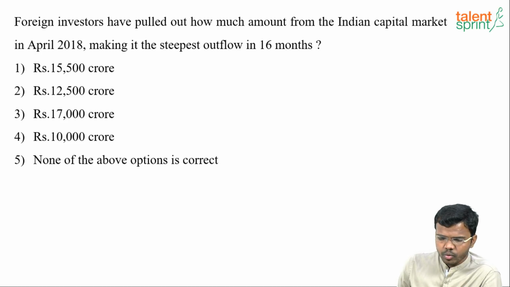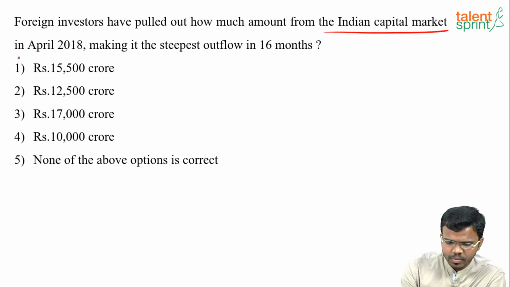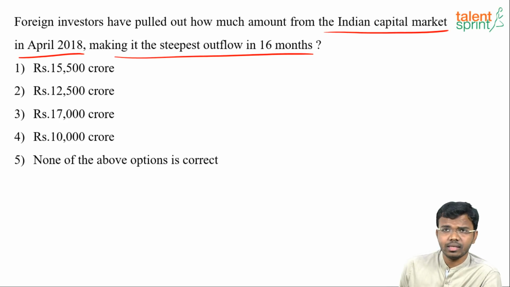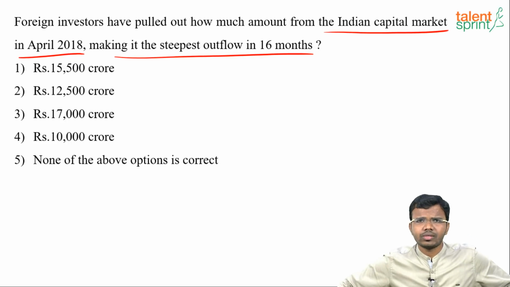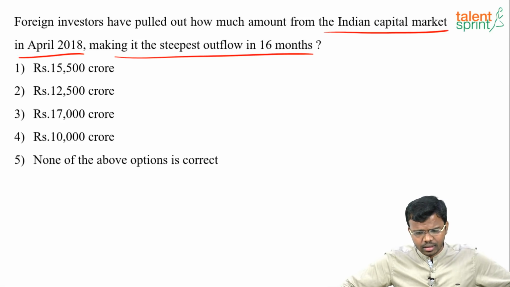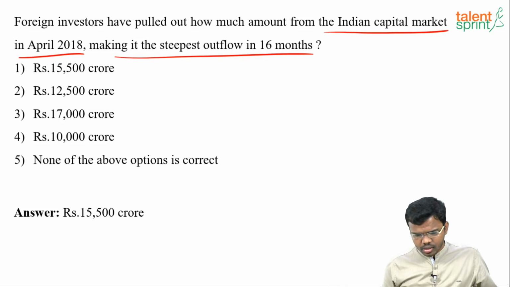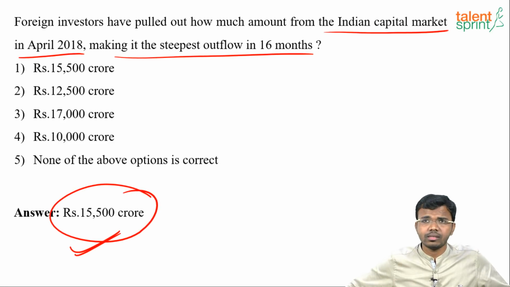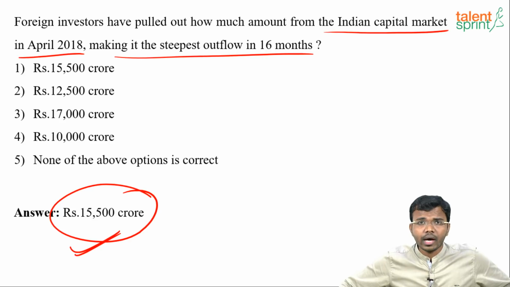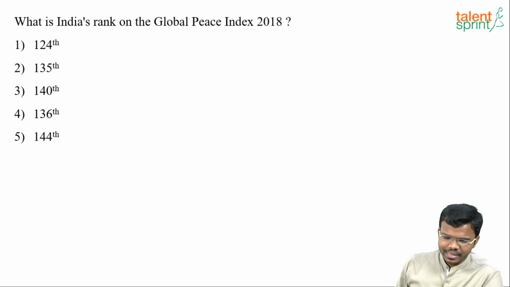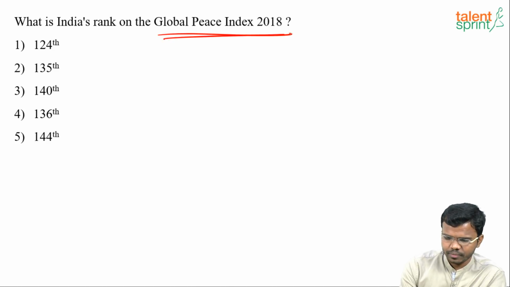Foreign investors have pulled out how much amount from the Indian capital market in April 2017, making it the steepest outflow in 16 months. Okay, this may not be asked in the actual examination because it takes place in every month or every day in the stock market. So the right answer here is 15,500 crores. They have taken out 15,500 crores.